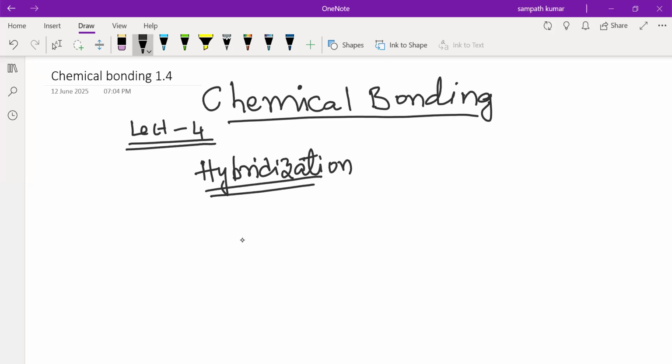This is a very important topic for the CSIR examination. Many questions appear from the hybridization chapter. In every session of the CSIR examination, June or December, at least one question appears from hybridization. So here we are discussing hybridization.